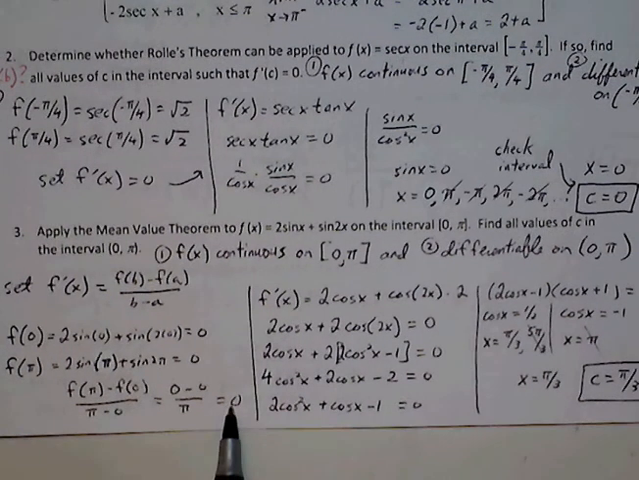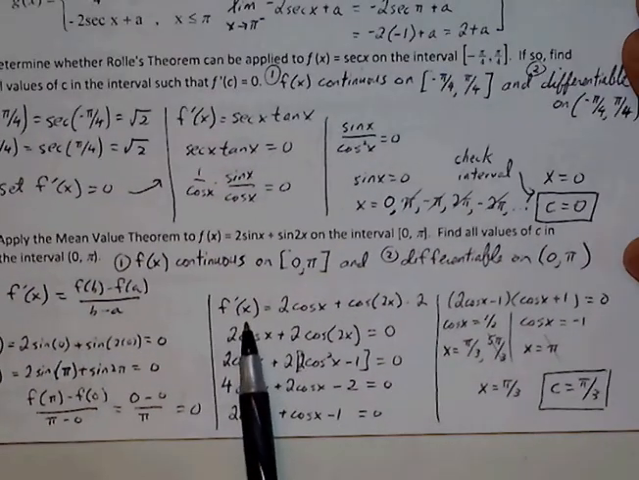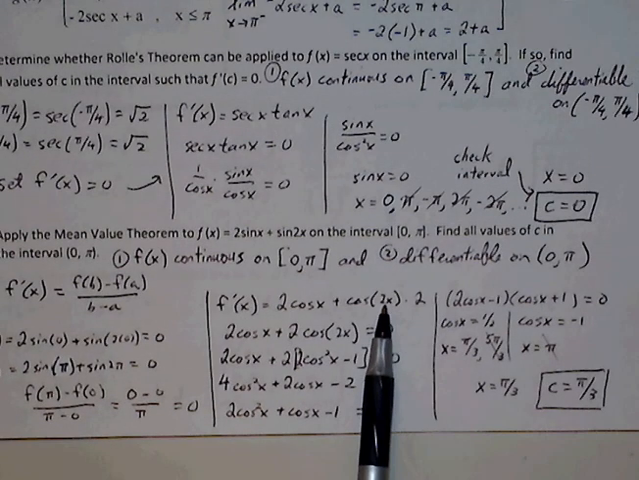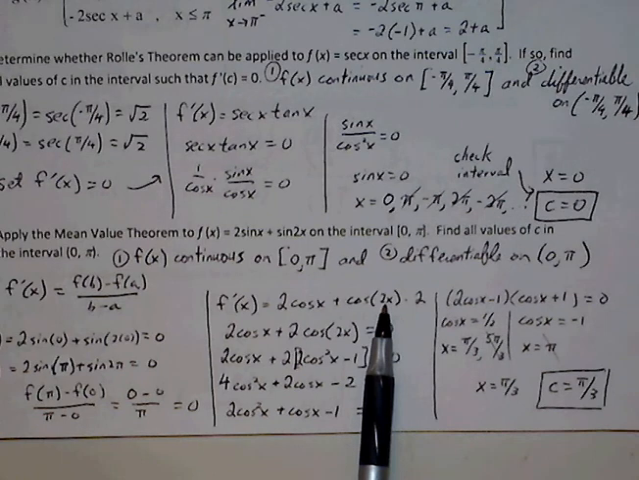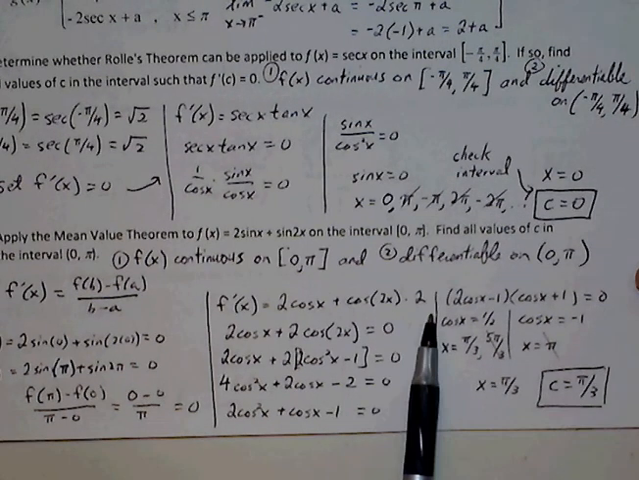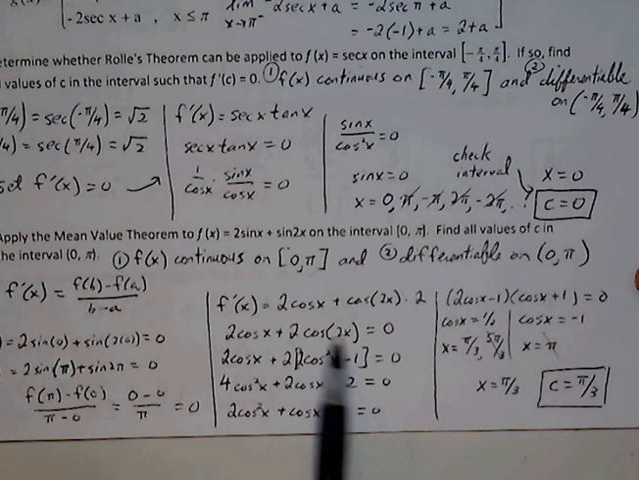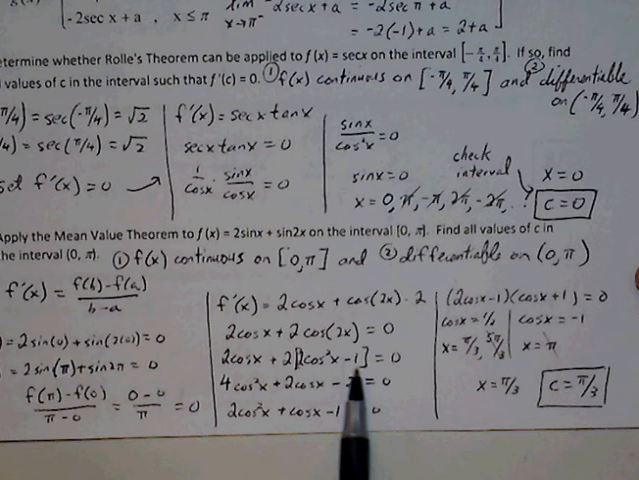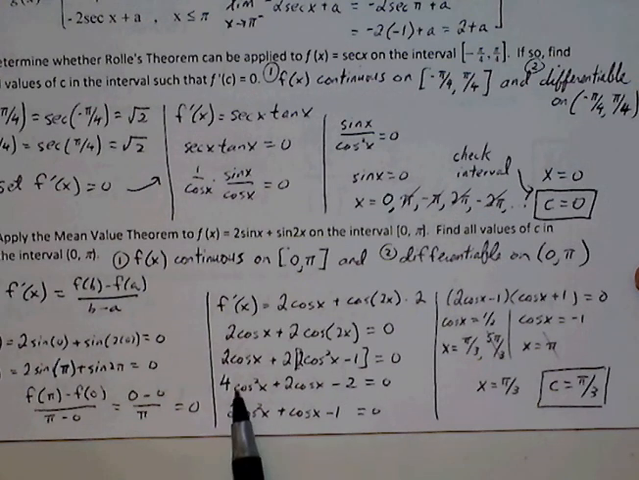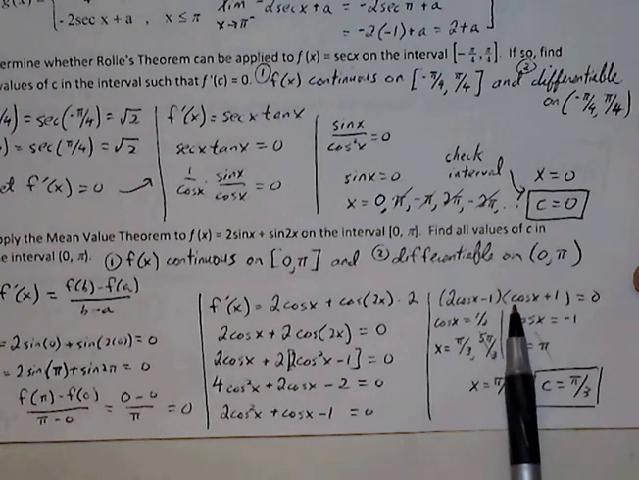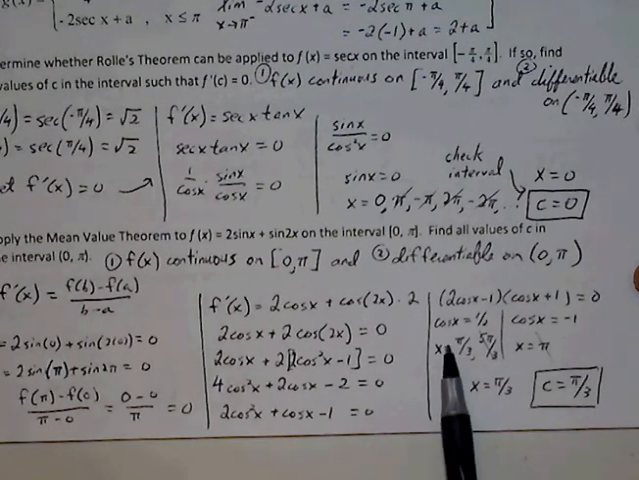We find our derivative. Okay, 2 cosine of x plus cosine of 2x times 2, to go through a chain rule for this portion. We find our derivative, set equal to 0. I'm going to get the cosine of 2x out of the double angle, make it 2 cosine squared x minus 1. Combine like terms, distribute, combine like terms, and I can factor this, which gives me 2 cosine x minus 1 times cosine x plus 1. Cosine x equals 1/2 at pi over 3 and 5 pi over 3, cosine x equals negative 1 at pi.